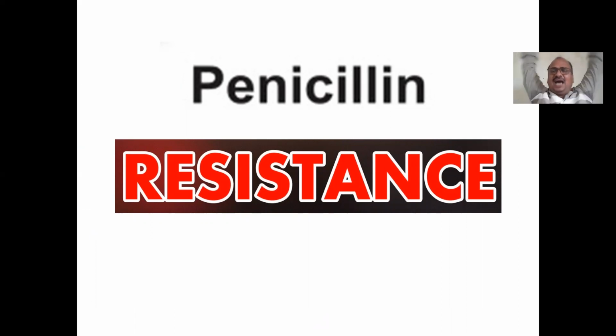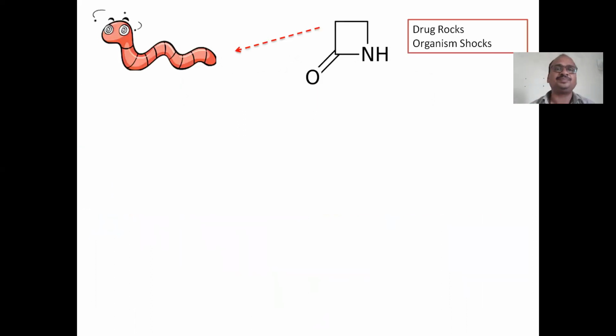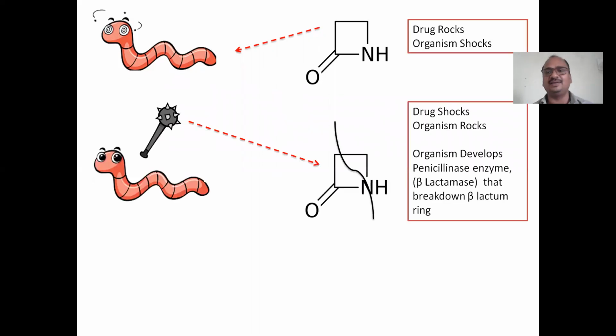Why will these organisms get resistance to penicillin? That we will see now. See now what happened. All beta-lactam antibiotics kill the organism, that you know very well, by the mechanism of action I have explained. Now what happened? Resistance will be developed. How this resistance develops, I will tell you. Here you can see, that's why the organisms are killed here.